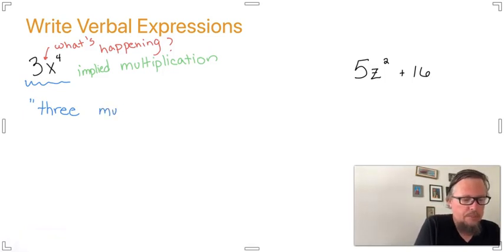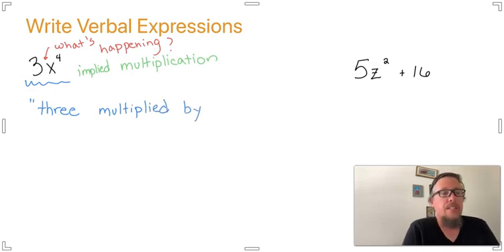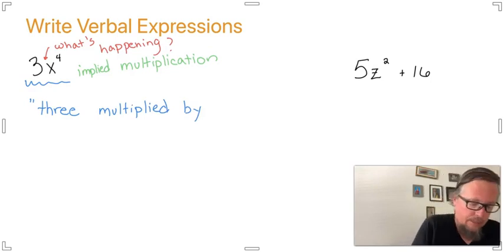So we'll say 3 multiplied by. Or you could say 3 times if you like. That would be all right too. In fact, let's put that on there. We could also do 3 times instead of multiplied by.